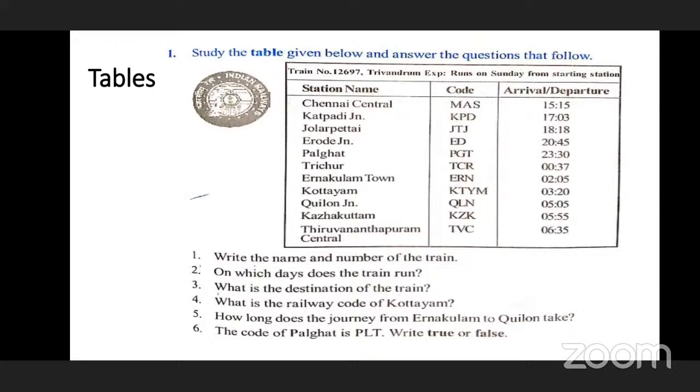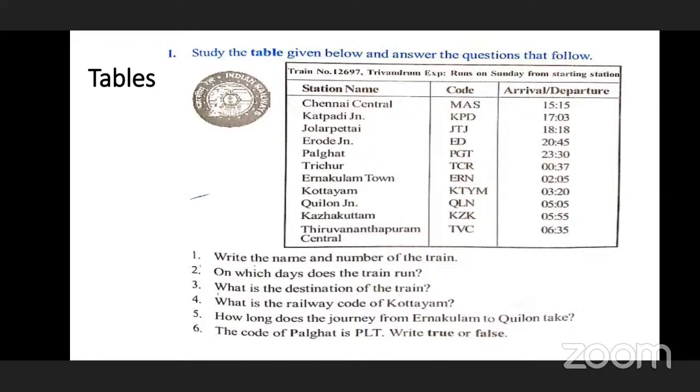What is the destination of the train? The last station name could be the answer for this question. Thiruvananthapuram Central is the last destination. What is the railway code of Kottayam? Kottayam is there, fifth one from the down, and its code is KTYM.